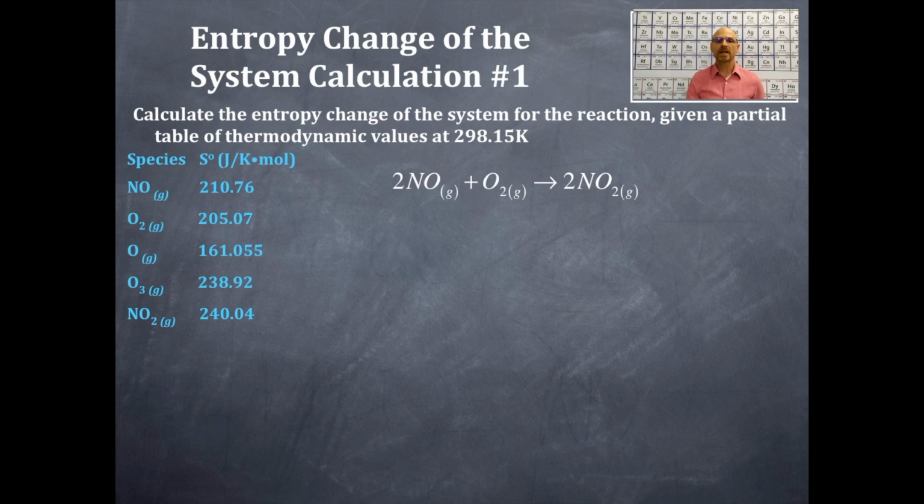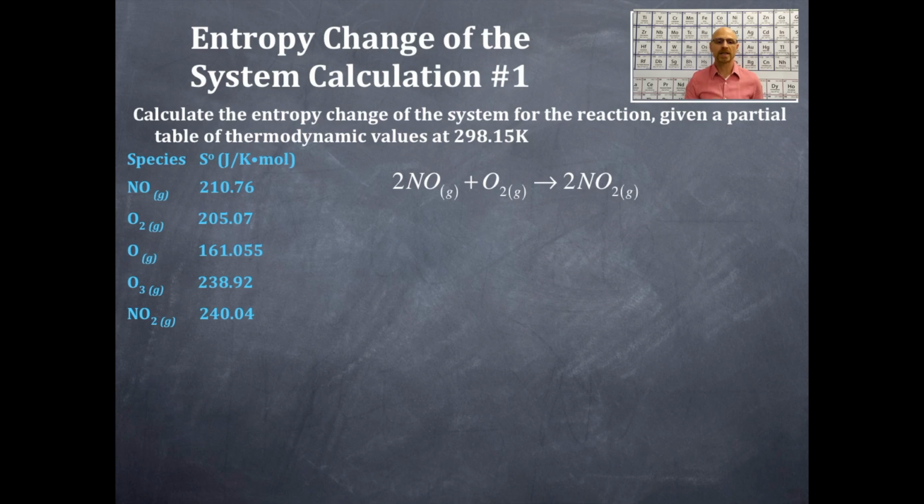I want you to notice that the entropy values are different than the enthalpy values in terms of units. Look at these entropy values. They are in joules per Kelvin mole, as opposed to the kilojoules per mole of the enthalpy values. Something to note, because we're going to be working with enthalpy and entropy and eventually combining them together with Gibbs free energy later on.